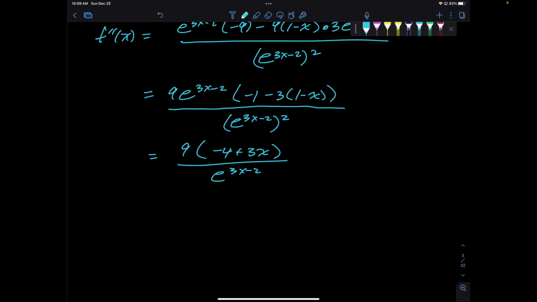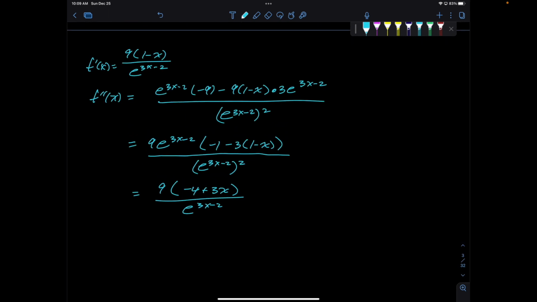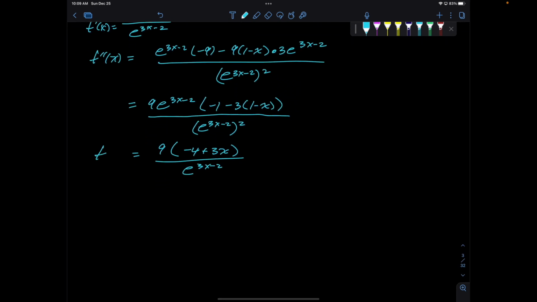Holy cow. Is this a good problem? I don't really even know. I'm like, how much space have I used? Quite a bit. f prime of x, f double prime of x. All right, sign chart.